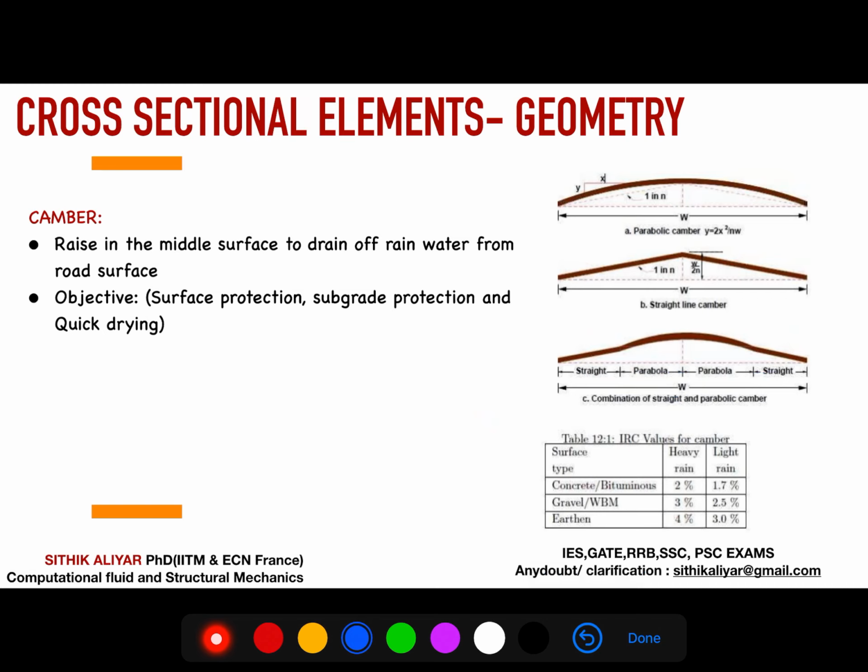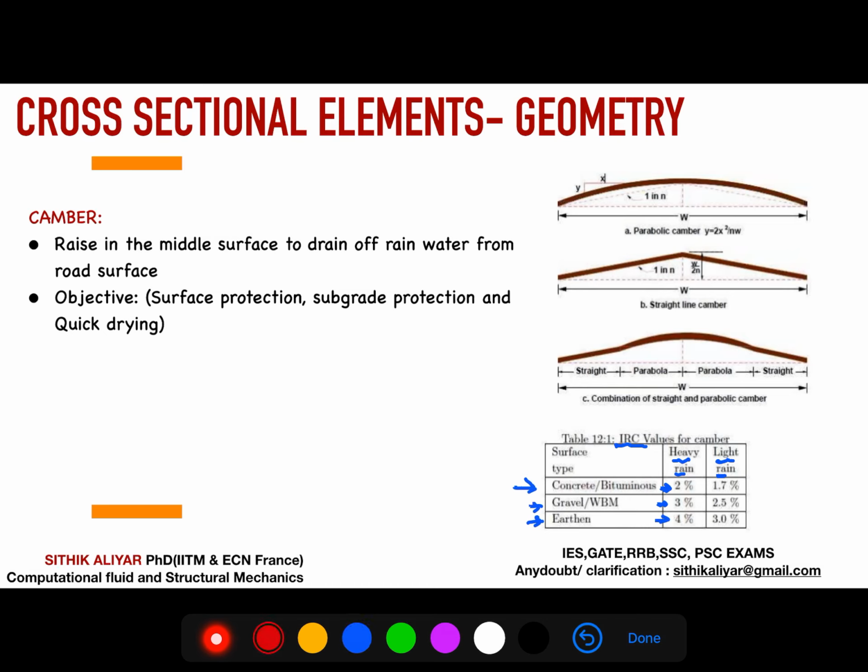So finally IRC has recommended some values. What are the minimum cambers you should provide? For concrete or bituminous road in heavy rainfall areas and light rainfall areas, they are asking you to provide 2%. For gravel they are providing 3%. For earthen road they are providing 4%. You see, for concrete road they are only providing 2%, but for earthen road 4%, because an earthen road is very weak, right? If there is heavy rain, the earthen road will become, that's it. Nobody can access it, and the road will quickly get damaged because there is no surface. It is going to directly affect your subgrade. So for concrete road they are going to provide 2%.